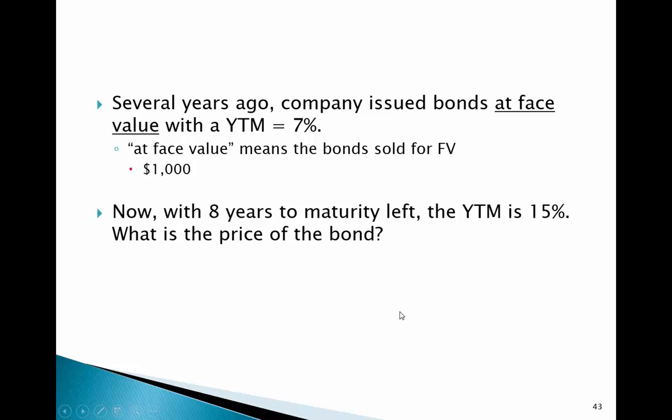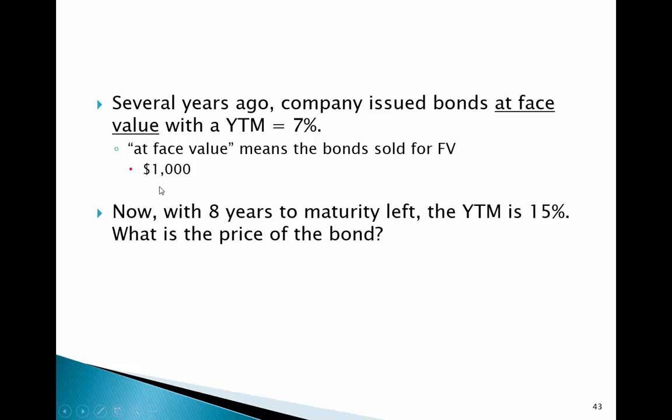Okay, another question here. Several years ago, the company issued bonds at face value with a yield to maturity of 7%. Now, the thing to remember here is that when it says bonds were sold at face value, that means they sold for par. Right, I've got here sold for future value, and future value in bond problems is 1,000. So they sold for par, right?